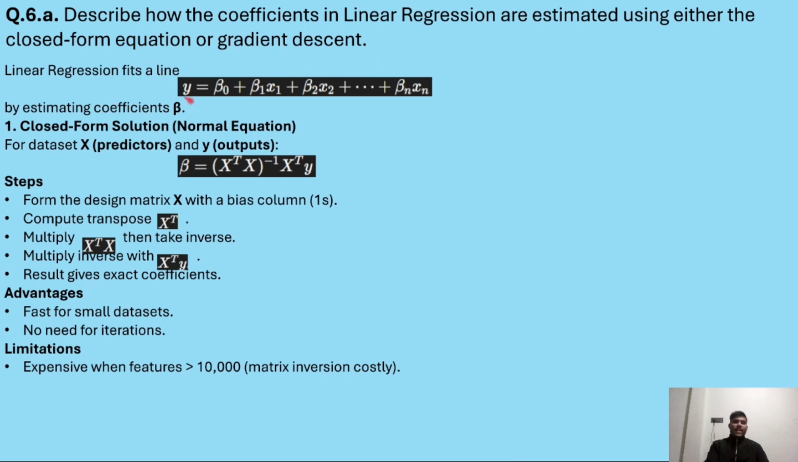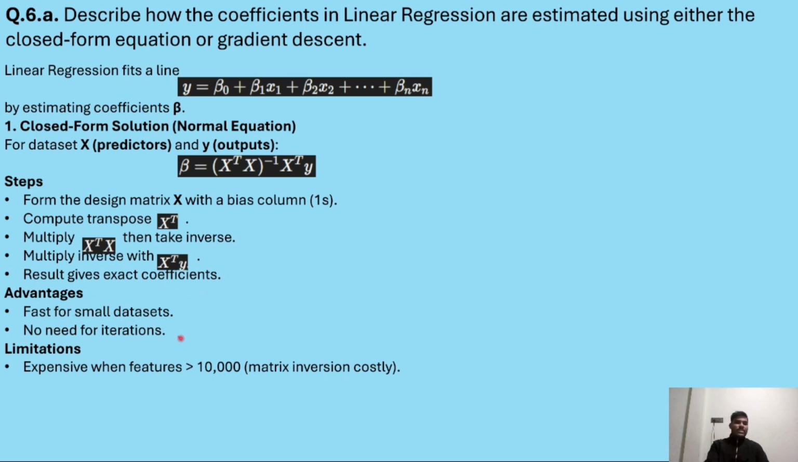So linear regression fits a line y equals beta 0 plus beta 1 x1 plus beta 2 x2 plus and so on till beta n xn, by estimating the coefficients beta. Closed form solution, the normal equation: for a dataset X of predictors and Y of outputs, beta equals (X transpose X) whole inverse, X transpose Y. Now the steps: form the design matrix X with a bias column of 1s. Compute the transpose XT. Multiply XTX, then take the inverse. Multiply the inverse with XTY and the result gives the exact coefficients.